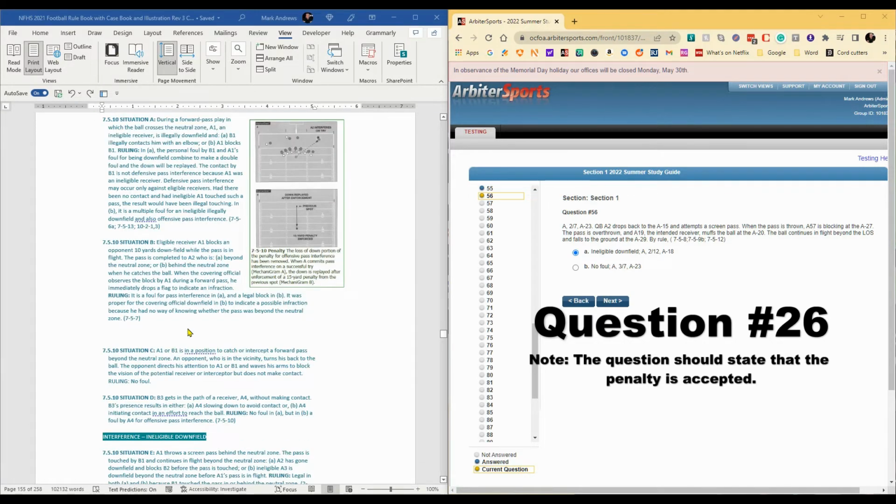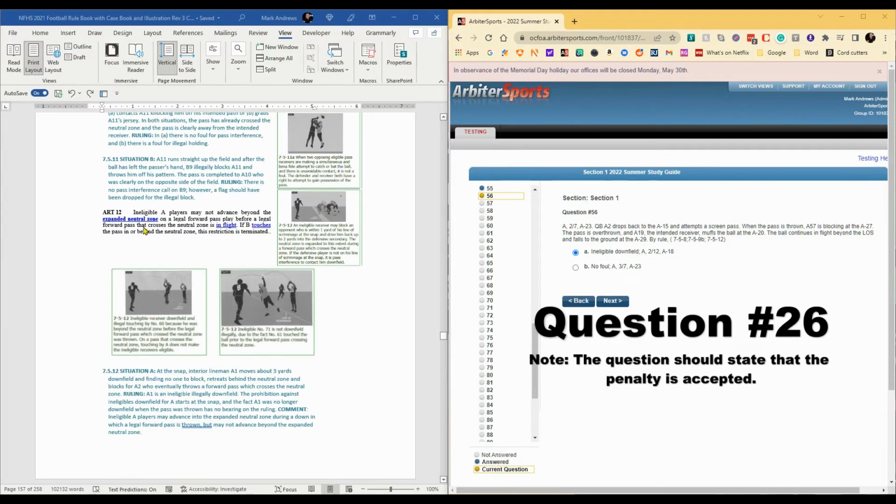So if we go down to 7.5.12, this is where we talk about ineligible players. Ineligible A players may not advance beyond the expanded neutral zone, and we know the expanded neutral zone is 2 yards behind the defensive line of scrimmage in the field of play. Okay? So they cannot advance more than 2 yards beyond if the ball crosses the line of scrimmage, which this one did, and if B touches the pass, then the restriction is terminated. But B didn't touch the pass. So the right answer here is ineligible downfield, A, 2nd and 12 at the A18.